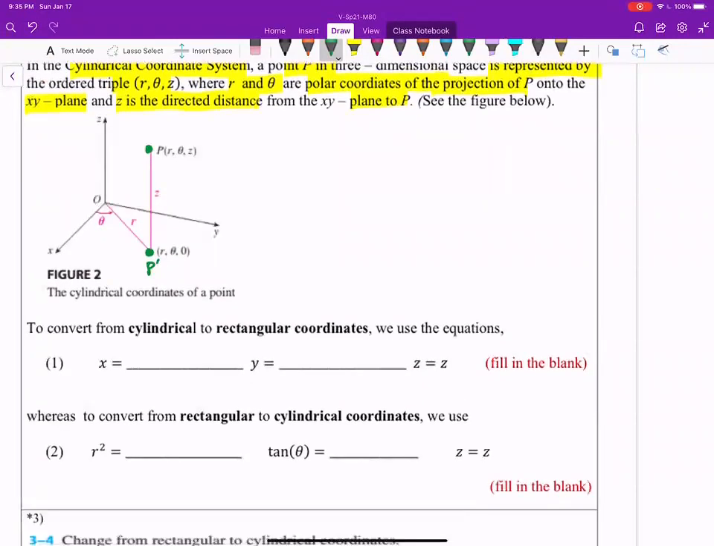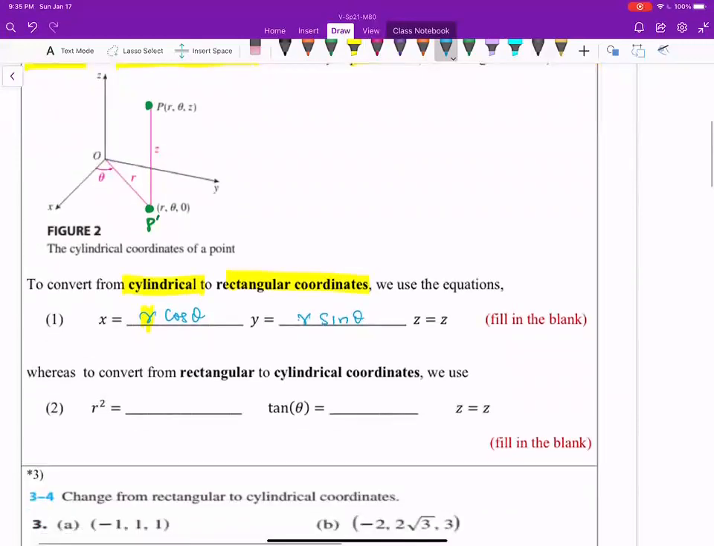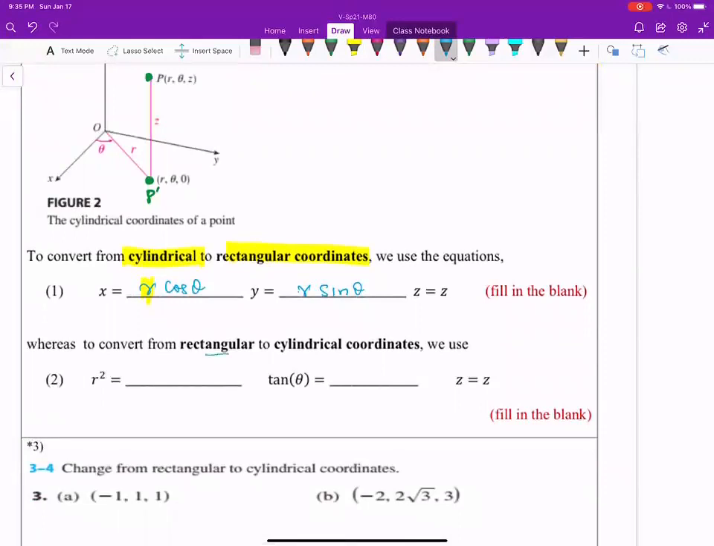So to convert from cylindrical to rectangular coordinates, we use the equations x equal to r cosine theta, y equal to r sine theta, and z equal to z. Whereas to convert from rectangular to cylindrical, we use r squared equal to x squared plus y squared, tan theta equal to y over x, and z equal to z.